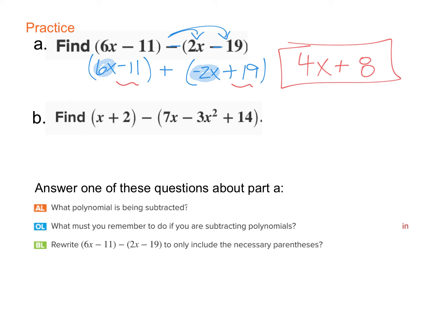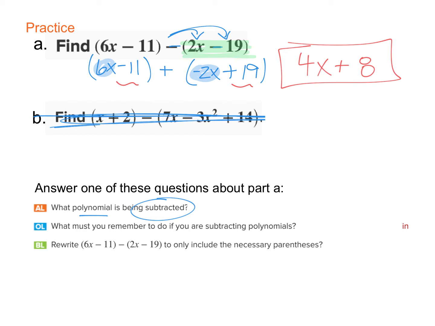And I just realized the second one is one we already did, so I'm not going to have you do that one. So it says answer one of these questions about part A. It says which polynomial is being subtracted. Well, I would say I'll highlight it in green up here. This is the polynomial that's being subtracted.